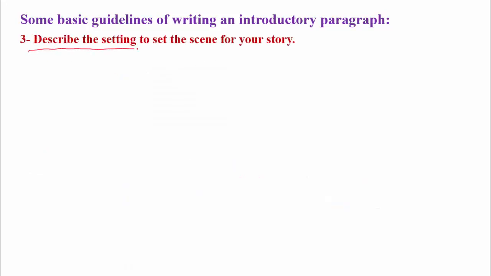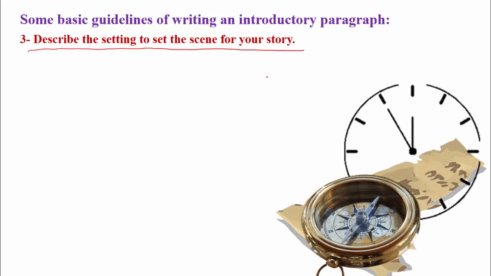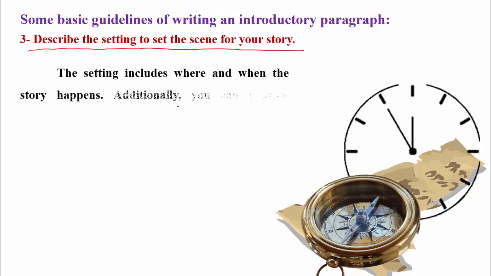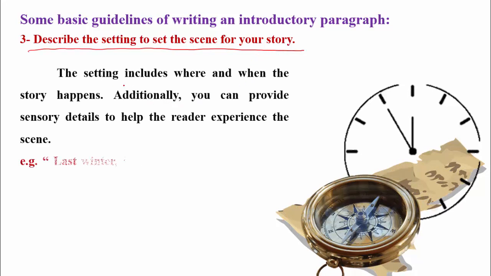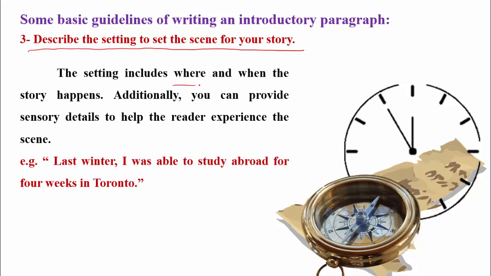Number 3. Describe the setting to set the scene for your story. This point is very important because it is related to specifying or answering the questions of where and when. The setting includes where and when the story happens. Additionally, you can provide sensory details to help the reader experience the scene. For example, "Last winter, I was able to study abroad for 4 weeks in Toronto."